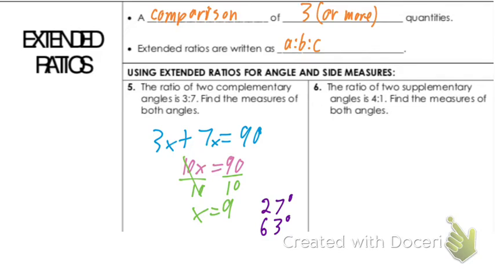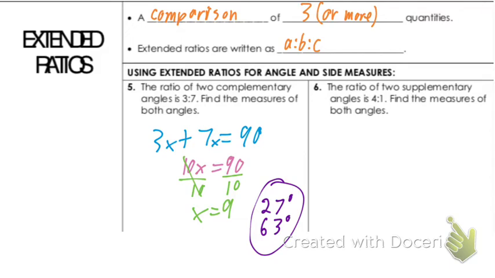So if we add 27 and 63 degrees, do we get 90? Yeah, okay. So that's good. It didn't ask that, no. It's the way we can check our work, but it didn't ask that. Oh, maybe not. All right, questions on number 5.